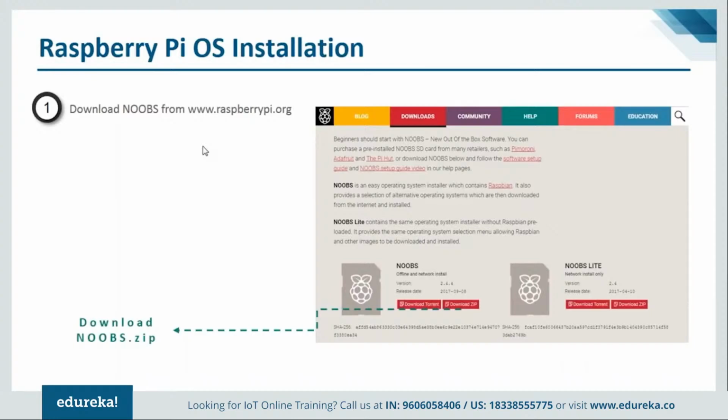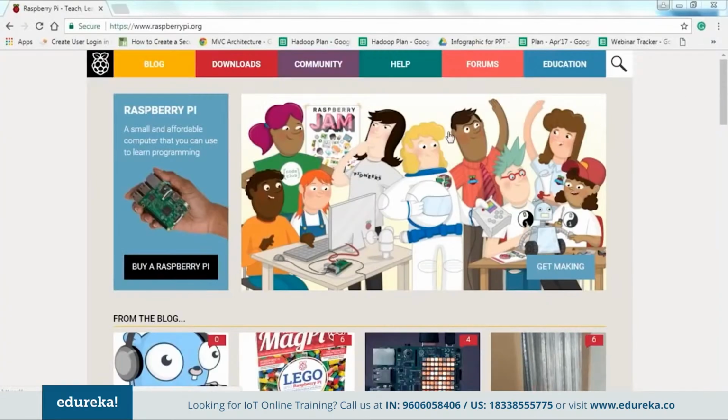For downloading the operating system, you can go to the original site, raspberrypi.org, and in the downloads tab you can download the operating system. Let me just show it to you. This is the Raspberry Pi homepage, and here if you go to the download section, you can download the operating system. If you are starting off with Raspberry Pi and Internet of Things, trust me, this is the best place to find a lot of information.